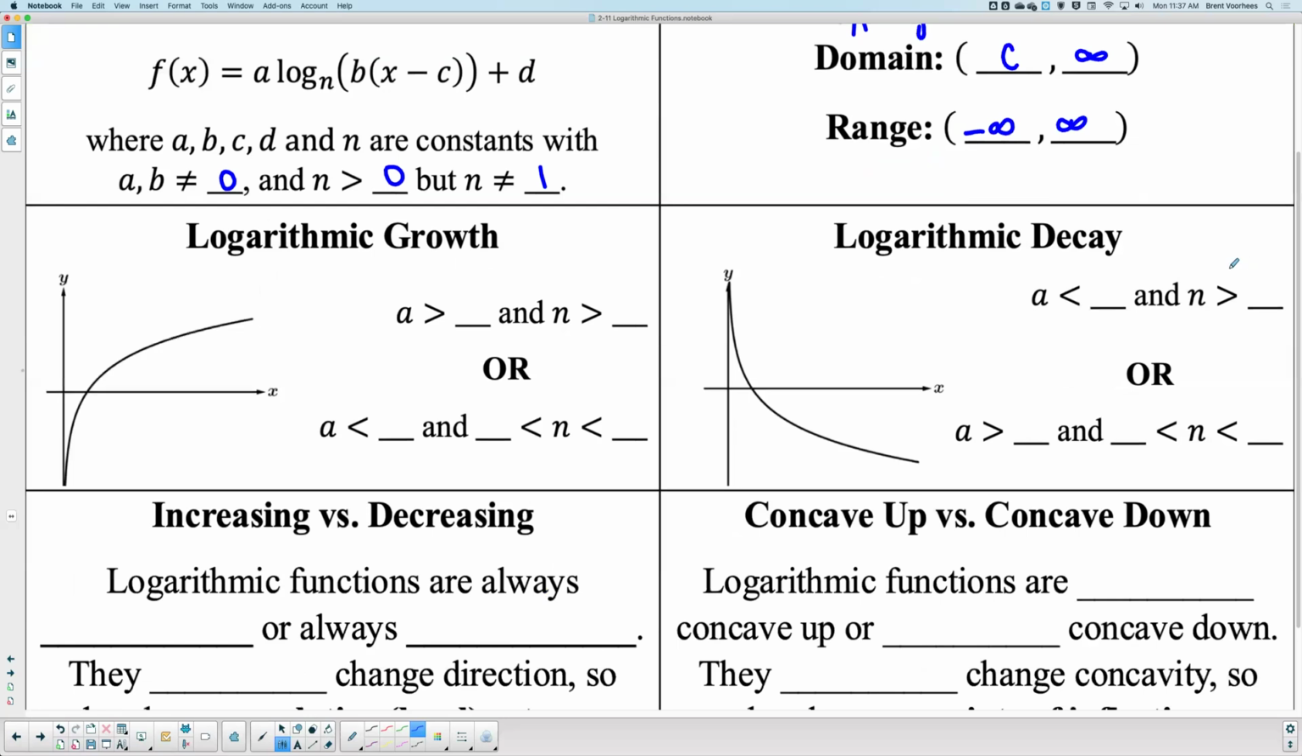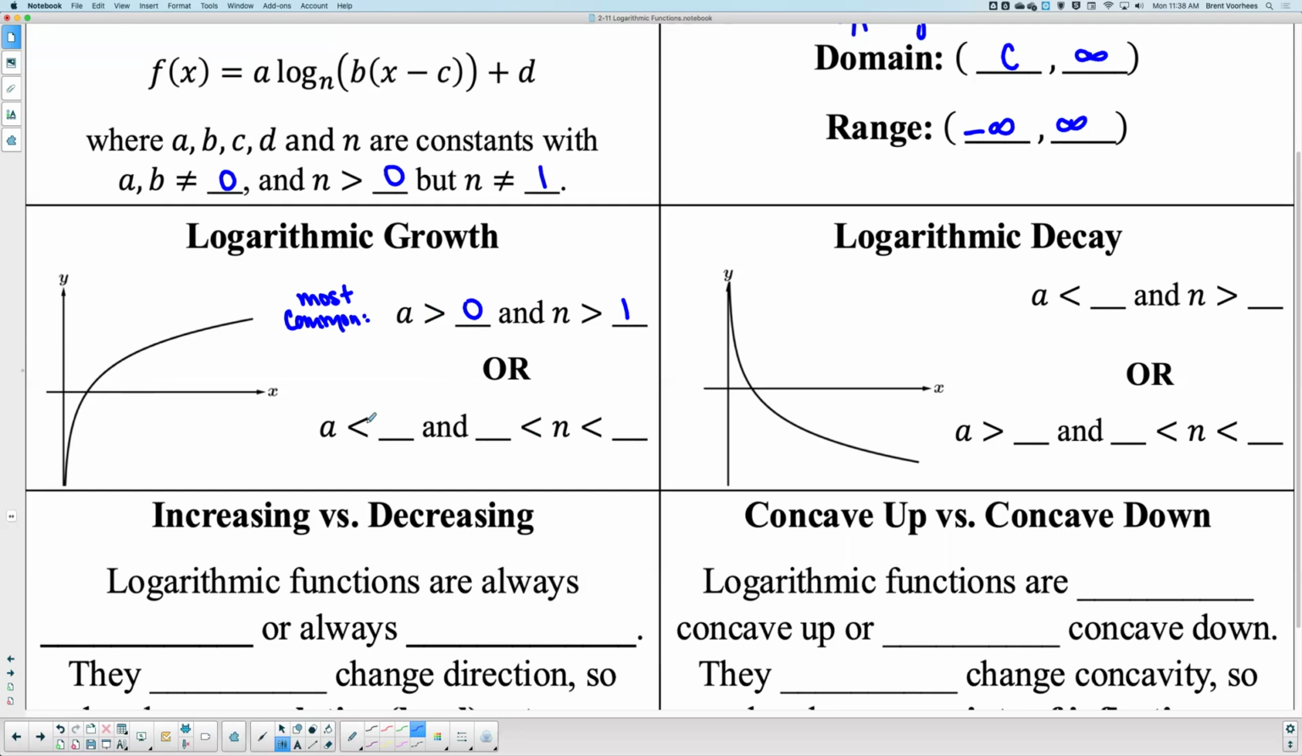Now, let's talk about growth and decay. Just like exponentials, exponentials could be growing, exponentials could be decaying. The same is true with logarithms. If a log is increasing its growth, there's 2 ways to make that happen. One, the easiest way, which is most common. Here, I'll put most common here. Most common is that a is greater than 0 and your base is greater than 1. That would make you have a growth. If your a value is positive and your base is greater than 1, you're growing.